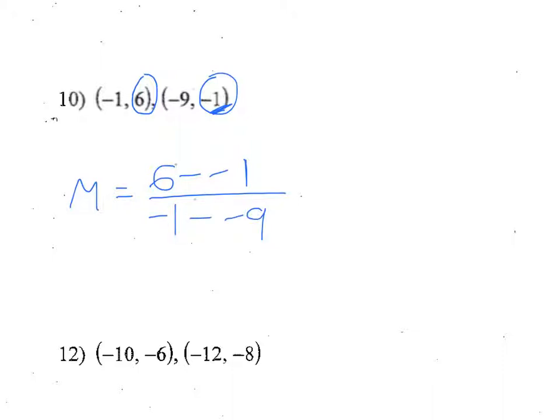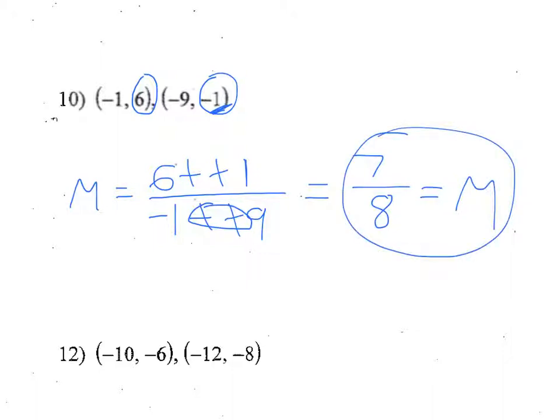So here I have double negatives, right? 6 minus negative 1 is just like saying 6 plus 1, which is 7. And this negative 1 minus negative 9 is just like saying negative 1 plus 9. And negative 1 plus 9 is 8. And 7 over 8, that does not reduce. So that's my slope there, 7 over 8. So that means to get any point on that line, I would go up 7 to the right 8.